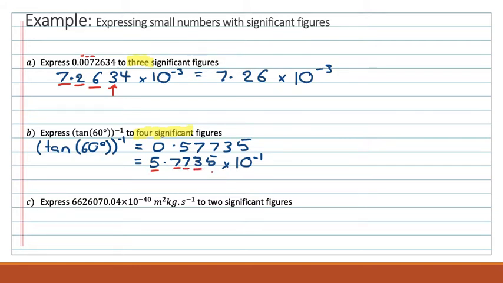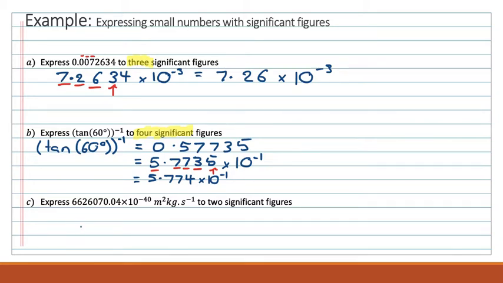Those are the ones we're going to use, and then the 5. Notice that this 5 here, it's 5, so we're going to have to round upwards. So rewriting this out, it will be 5.774. So this 3 turned into a 4 because the 5 rounds upwards, times 10 to the -1. So tangent of 60 degrees, all raised to the power of -1, expressed to 4 significant figures, is 5.774 times 10 to the -1.